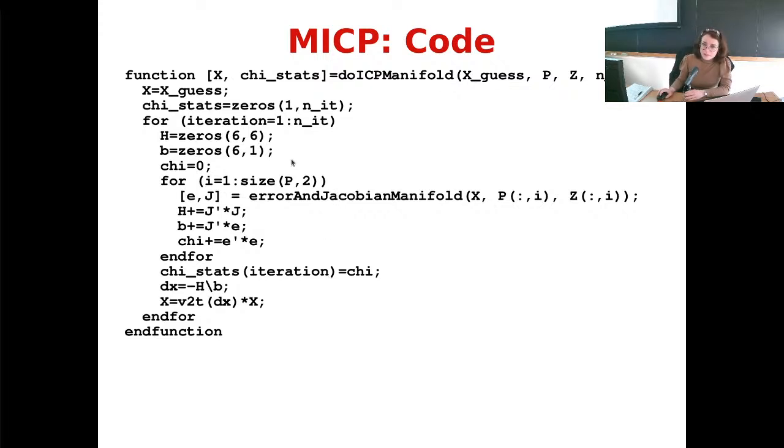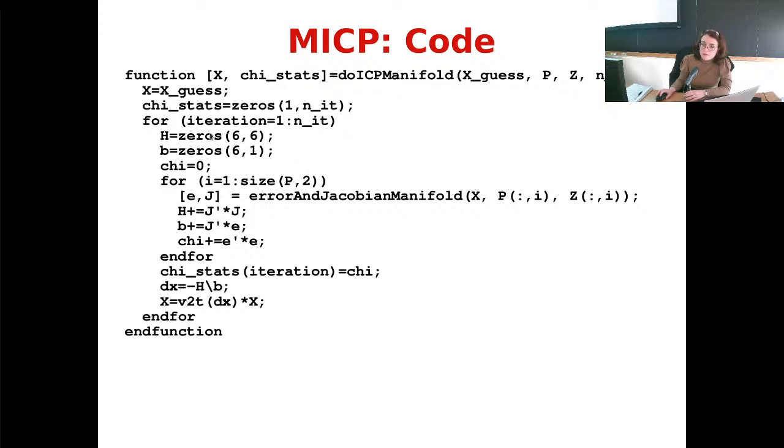In this other slide, you have the usual ICP computations. In particular, x is initialized to its x guess, the initial guess. Then you have a vector chi stats, which collects the statistics of the chi value. And then you have a for loop over the number of iterations of the ICP, of the least squares problem.